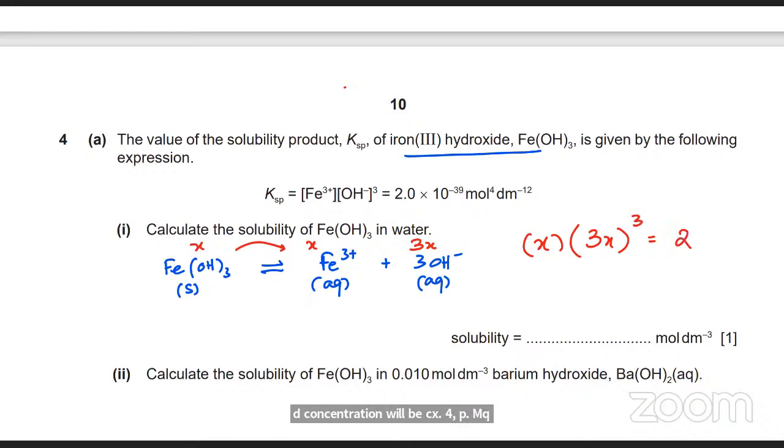And this is equal to 2 times 10 power minus 39. But this is plug in. To find out what x is, this will be what? 27x4. 3 cube kya hota, 27. That's 2 times 10 power minus 39. Iska answer nikalo, kya aa raha hai?